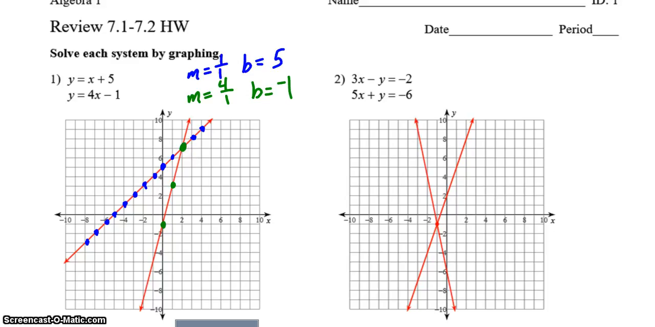And that's where these two lines intersect. So this point right here is your final answer. And that point, as coordinates, would be 2, 7. Okay?